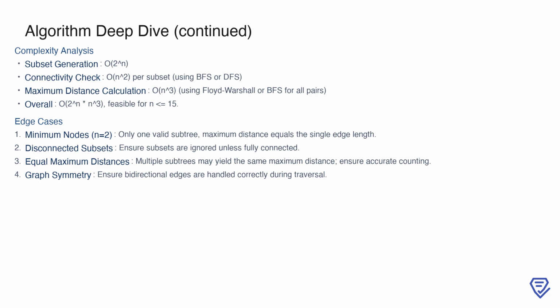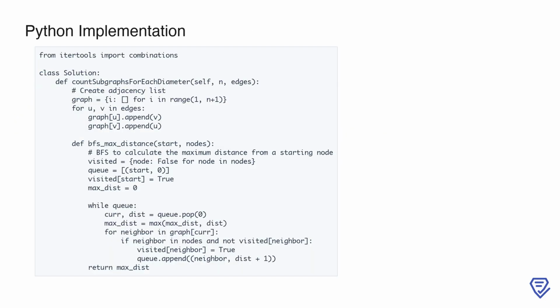and distance calculations. Here, we start by importing the combinations function from the itertools module, which will help us later in generating subsets of nodes. Next, we define the solution class and the method countSubgraphsForEachDiameter, which takes two parameters, n, the number of cities, and edges, the connections between them.